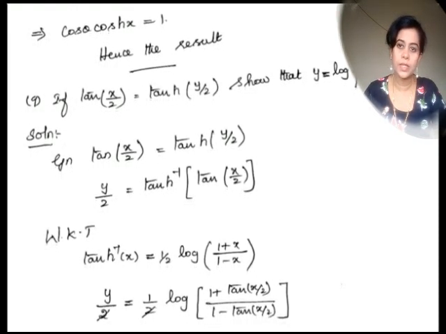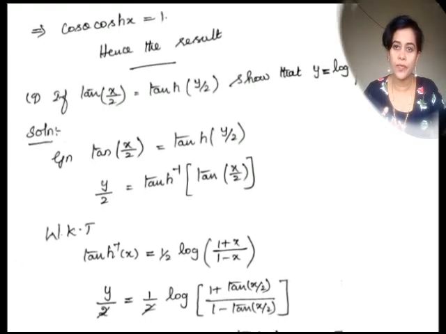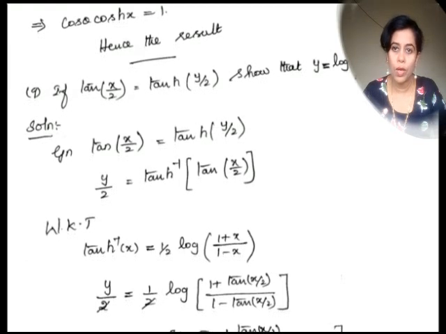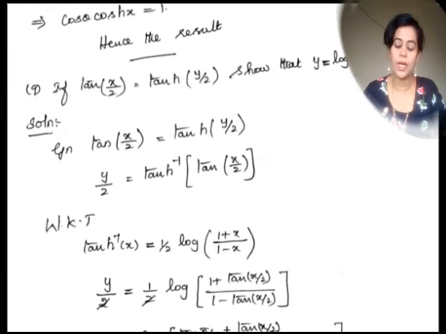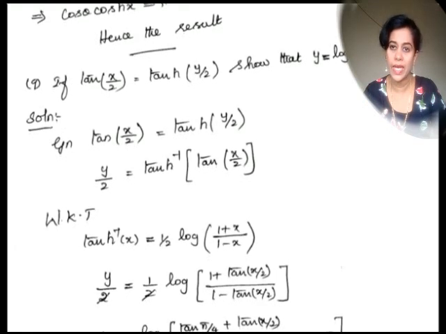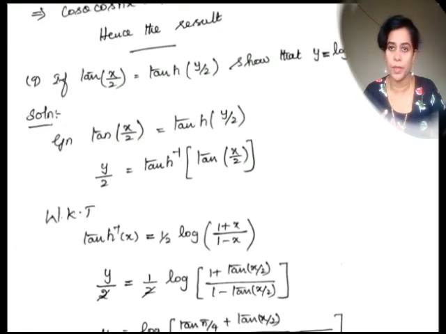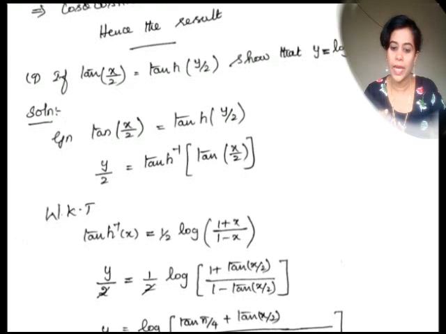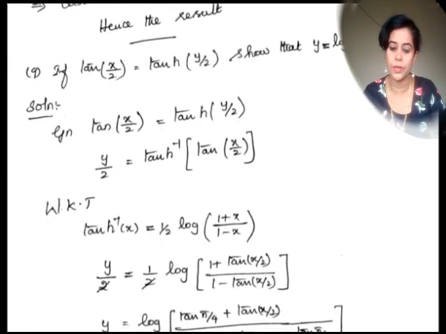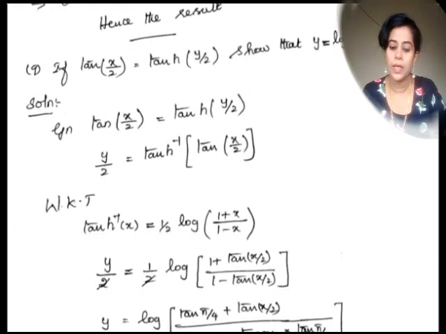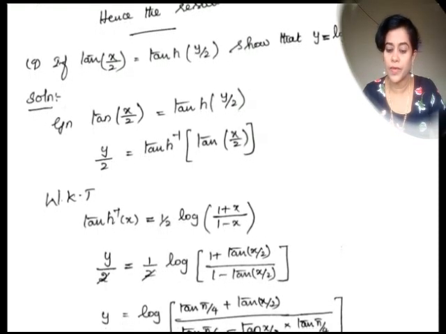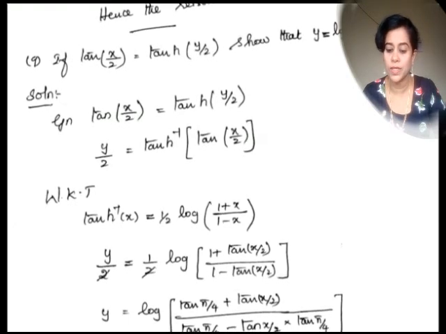What is that? It is tan h inverse of x is equal to 1 by 2 log of 1 plus x divided by 1 minus x. According to that, this is in the form of tan h inverse of x. What is x here? x is tan x by 2. Tan h inverse of the whole tan x by 2 will be considered as x. So apply the result: tan h inverse of x is equal to 1 by 2 log of 1 plus x divided by 1 minus x.